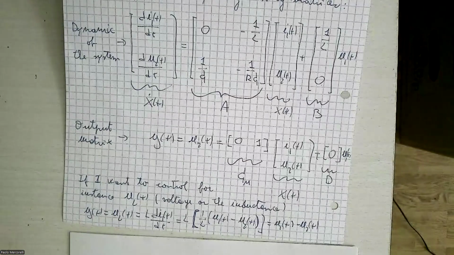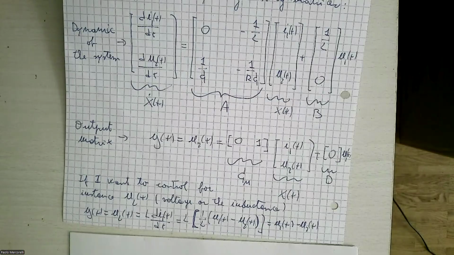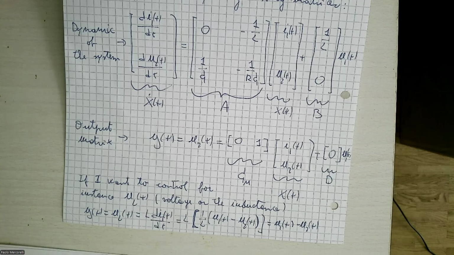Output matrix. Do you remember the output matrix? The output equation, if you want, in general states what I want to observe. This means what I want to control. But anyway, the output we select because we want to have a focus.